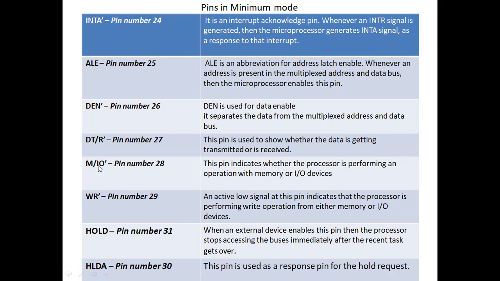Then the memory or input output operation pin, M/IO. This pin indicates whether the operation currently going on is a memory operation, that is, the memory is read or written, or an IO read or write. Then WR bar. We discussed RD bar previously to read the content. In the same way, WR bar is issued to write the content. In the upcoming lectures we are going to learn the machine cycle, and at that time we will learn in detail about the writing and reading of the data.